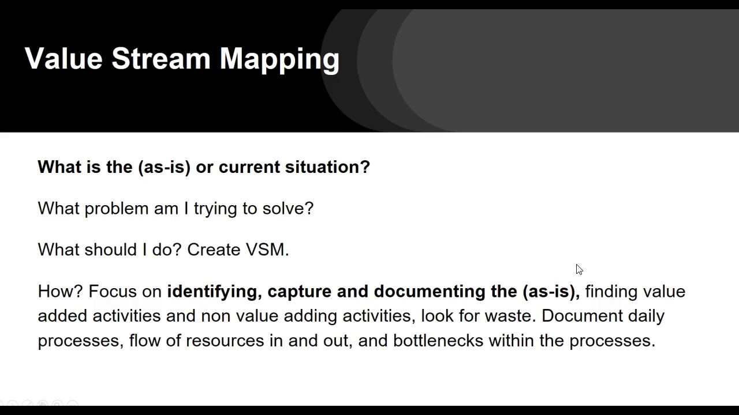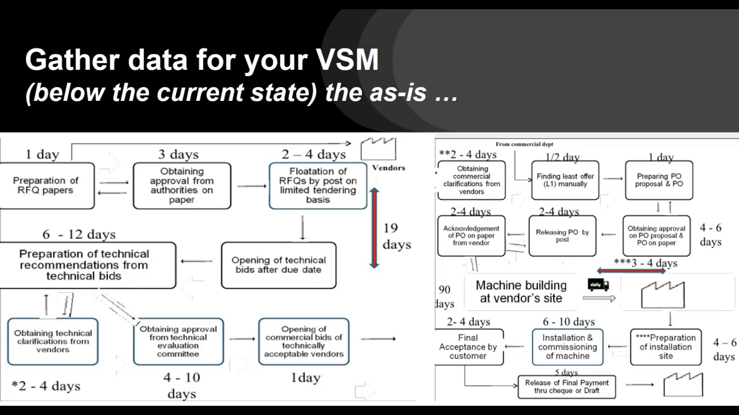But our VSM starts with understanding a Pareto chart and then understanding what our current situation is, what type of problem we're trying to solve, and we need to identify, capture, and document the current as is. So in our world, it may not be so clean. So here we are in a procurement process, right? We got to prepare the request for quote papers. That may take a day, right? And then obtain the approval from the boss, right? That might take 3 days, and then the RFQ is posted and so on and so forth, and it takes us 19 days. That's the current state.